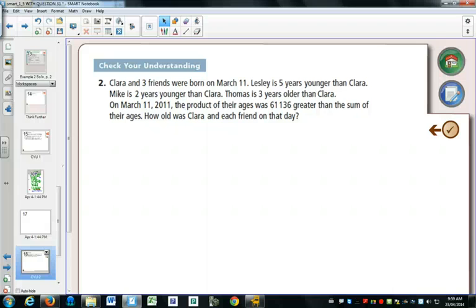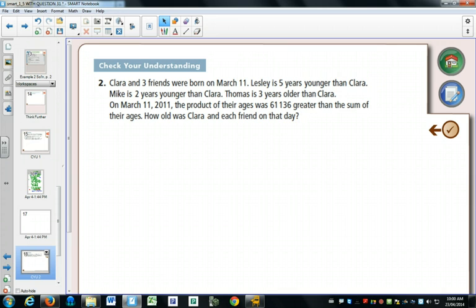I would describe example 2 here as a made-up example, a math problem that would never happen in real life. I mean, you've got Clara and her 3 friends born on March 11th. How old was each of their friends? What would you do in real life? You would ask them, how old are you? You would never get to the point where you say, oh, I'm going to set up a quartic equation here so that I can figure this out. The smart person would just say, how old are you? And then figure out the question quite easily.